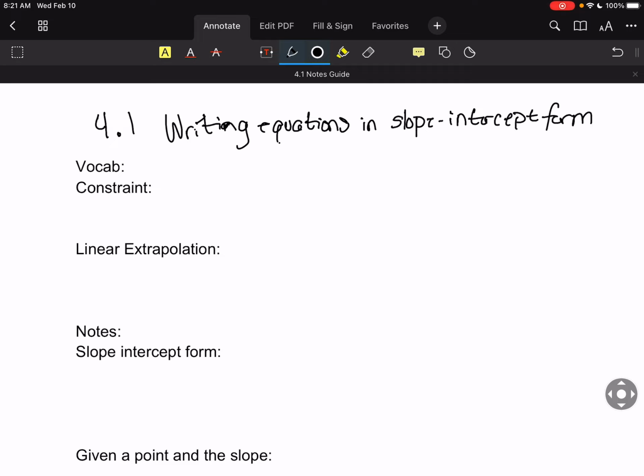All right, so a few things that we need to know is vocabulary words, where we always start. And the first one is a constraint. A constraint is a condition that a solution has to satisfy. So basically, if I said that it has to be raining, then your condition would be that there are clouds in the sky, something like that.